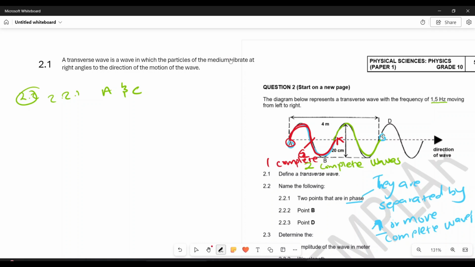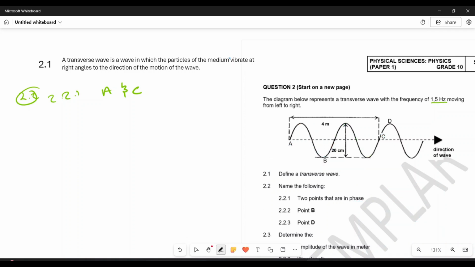Now, let us move on to the other questions. We need to name the following point B. Point B, which is the lowest part of your graph, this is your trough. So your trough is the lowest point of your graph, and in this case, it's point B. So 2.2.2, point B is our trough. And what about point D? Point D is the highest point of our graph, and this would be our crest. So the highest point of your graph would be your crest.